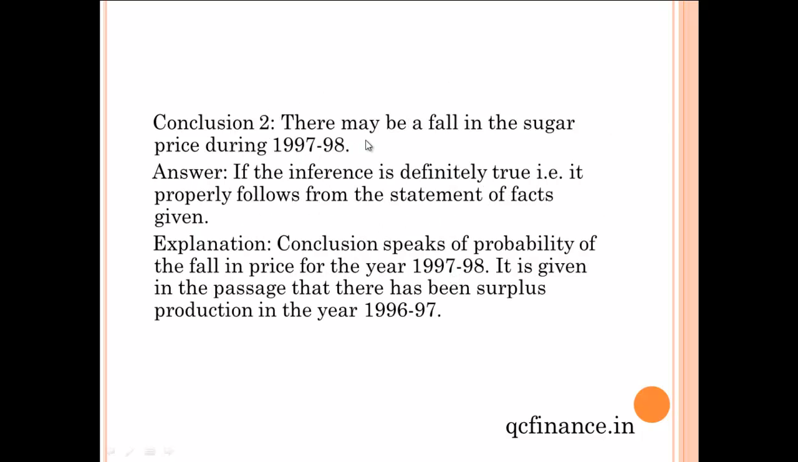Conclusion 2 says there may be a fall in the sugar price during 97-98. Answer: the inference is definitely true, that is, it properly follows from the statement of facts given. Explanation: conclusion speaks of probability of the fall in price for the year 97-98. It is given in the passage that there has been surplus production in the year 96-97. That's why we have witnessed decrease in the prices.